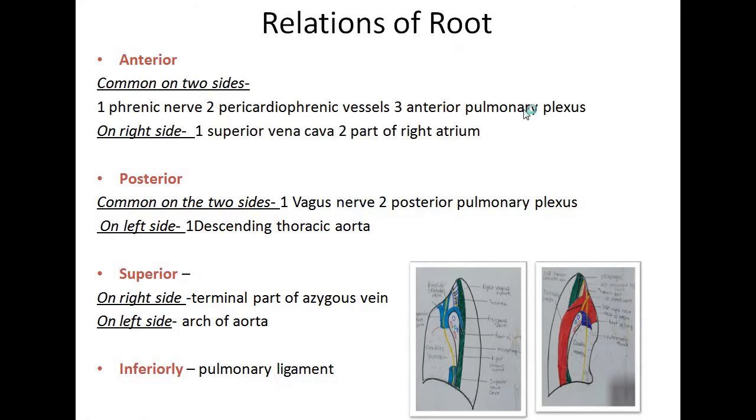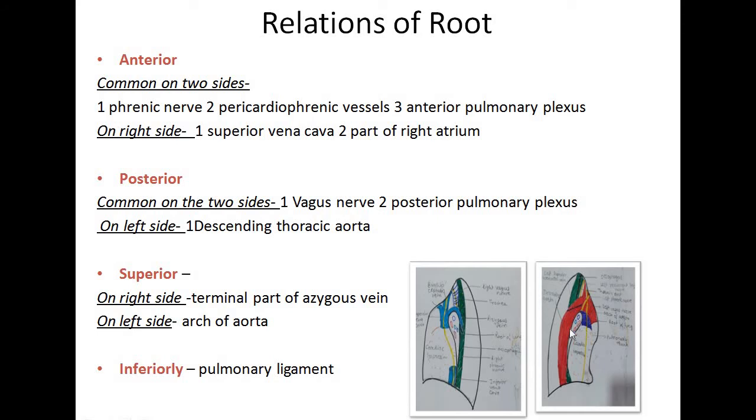Now the relations of the root, that is what is situated anterior to the root, posterior to the root, superior and inferior to the root. Anteriorly, both the roots of lung are related with the phrenic nerve, pericardiophrenic vessels and anterior pulmonary plexus of nerve. While on the right side, in addition to these things, the superior vena cava, in this figure you can see the superior vena cava and part of right atrium, are also situated anterior to the root of lung.